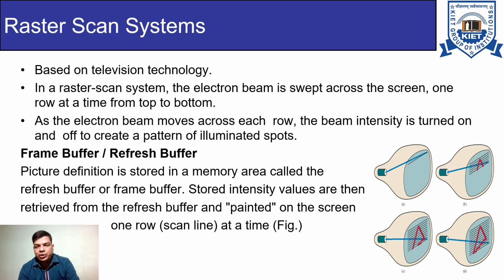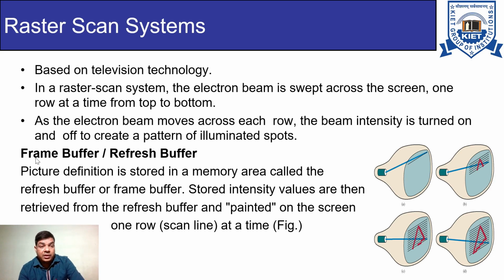So whatever portion of the picture is falling on the screen, at that portion the intensity of the electron beam is kept on, and the portion where there is no image or no object, at that time the intensity of the electron beam is off.